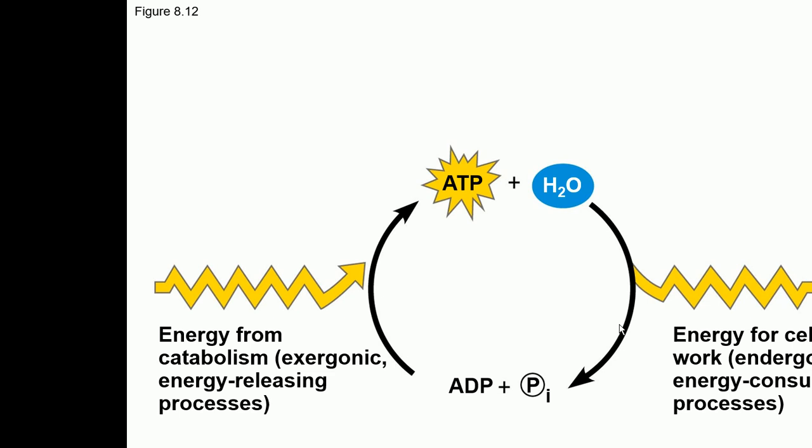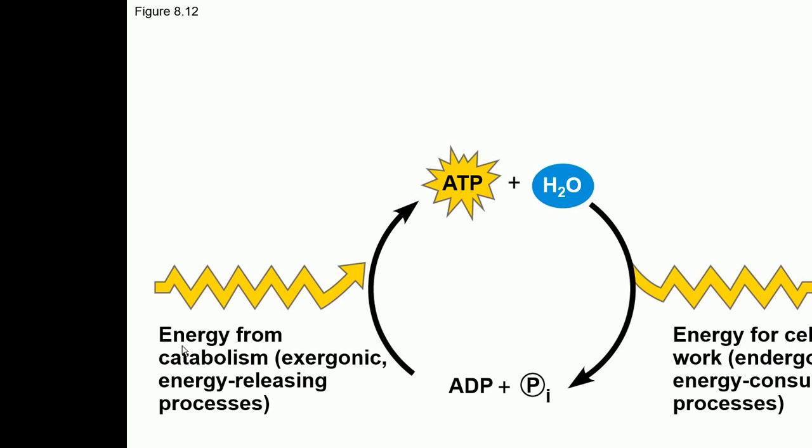Okay, as I said, there is a cycle going on in our cells. It's called the ATP-ADP cycle. When energy is required in our cells, ATP is going to be hydrolyzed and converted into ADP. Energy will be released, and that energy can be used for many things, and ADP is formed.